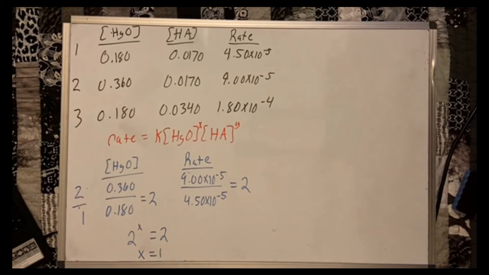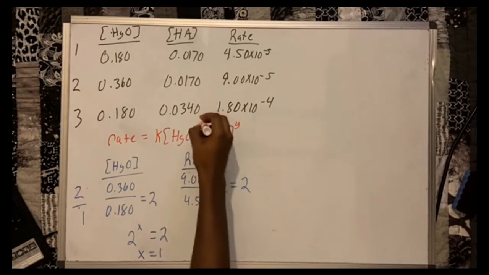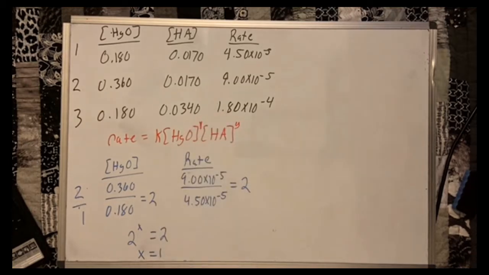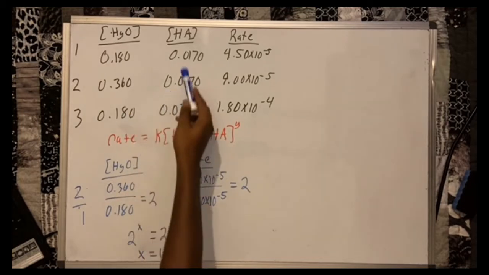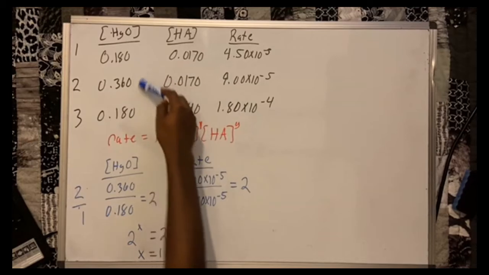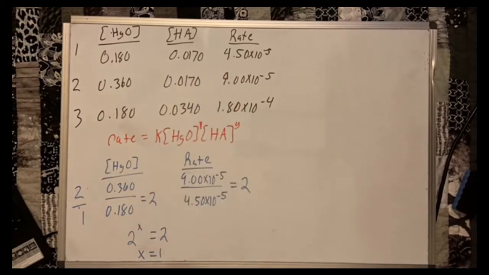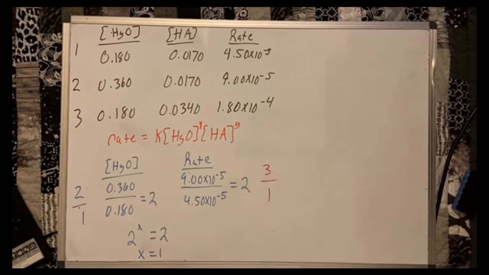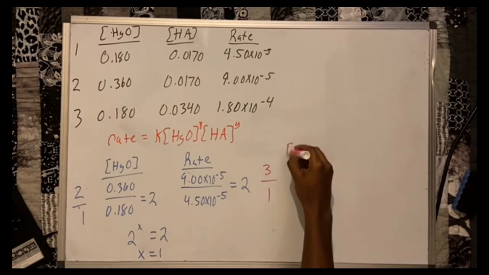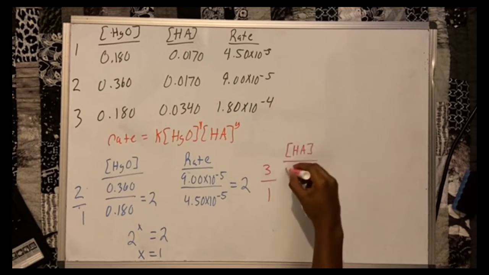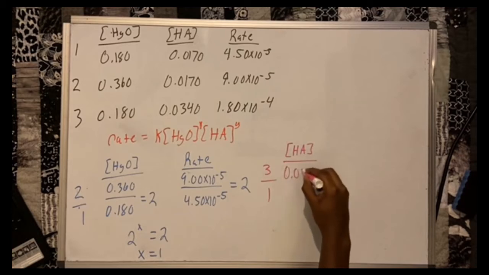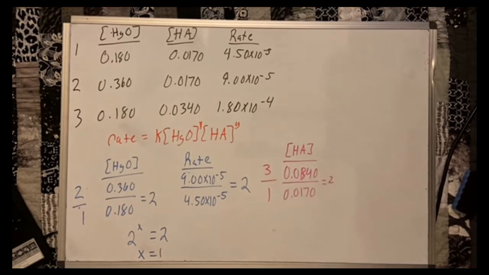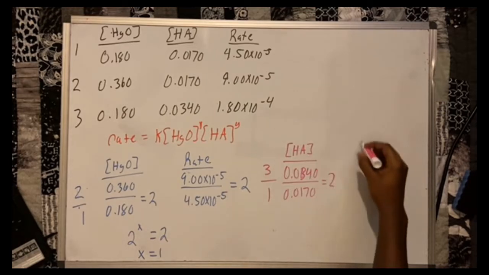So this x right there is a 1. I'm going to put a 1 right here. All right, I'm going to do the same thing for the HA. So in 1 and 3, HgO stays the same, HA changes. So let's do 3 over 1. For my HA, I have 0.0340 over 0.0170. That's 2, hopefully.